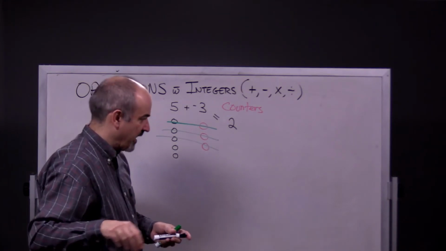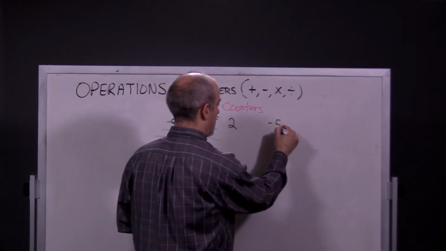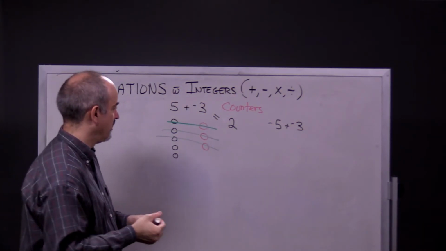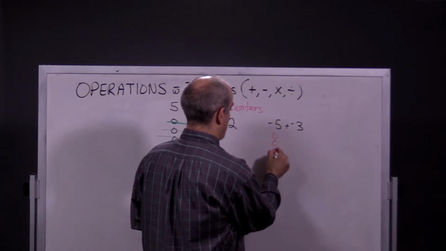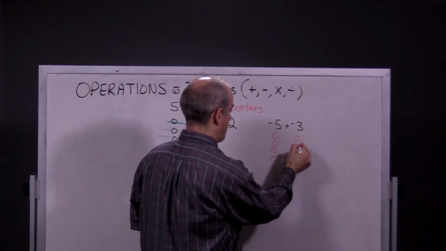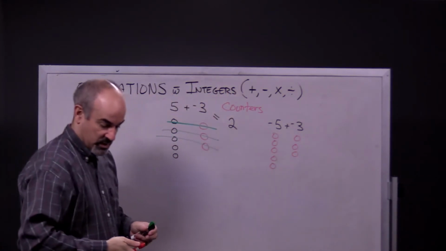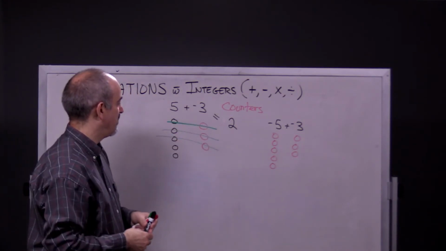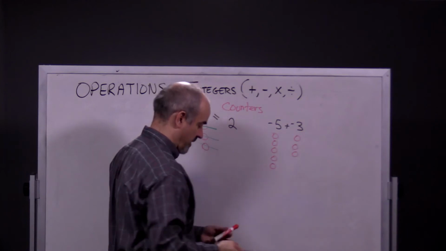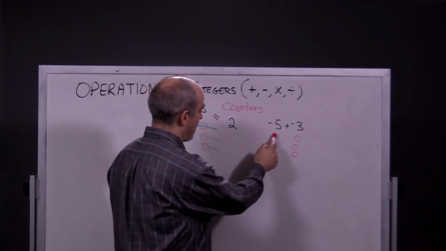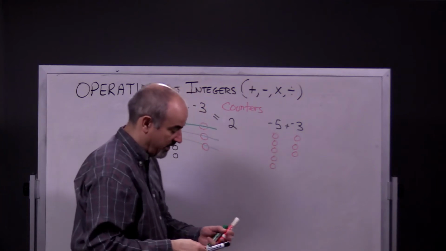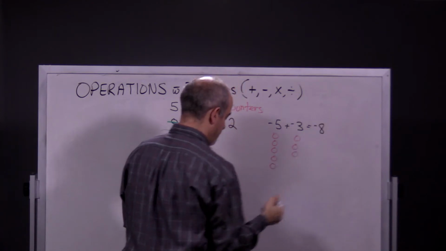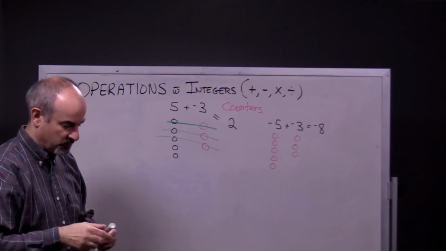Well, what if we had -5 plus -3? Well, remember I said negative is red, so we have 5 red ones and 3 red ones. Well, we don't have any opposite pairs. I guess that's a good thing to say. When you have a pair of opposites, you can cross them out. Well, we don't have any opposites, so we don't cross anything out. We just count up how many things we have, and we have 8, and they're negative. So it's, remember, because red's negative. So that's another way to do it without a number line.